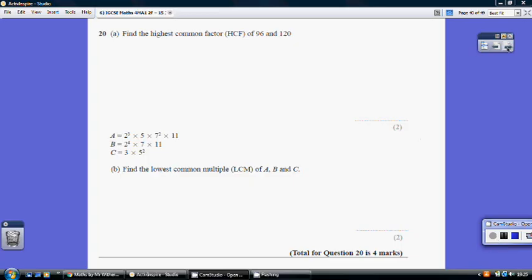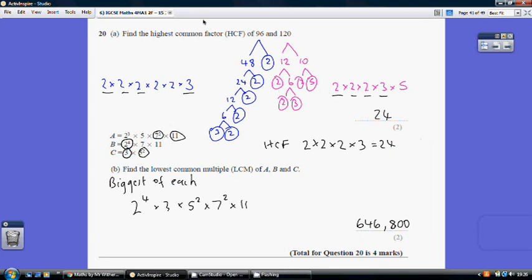Question 20. Now I think the easiest way to work out the highest common factor is to do a number tree, a product of prime factors for both of these numbers. So I've just done the number tree for the 96, getting 2 times 2 times 2 times 2 times 2 times 3, and then also for the 120, getting 2 times 2 times 2 times 3 times 5.